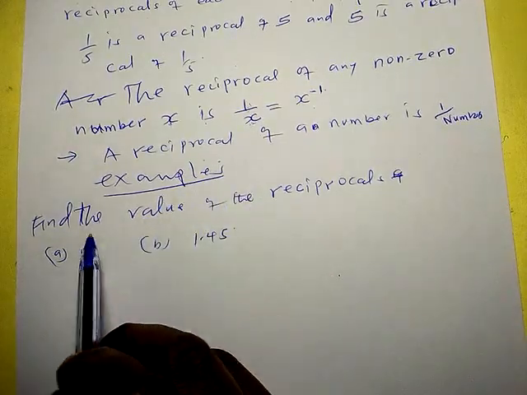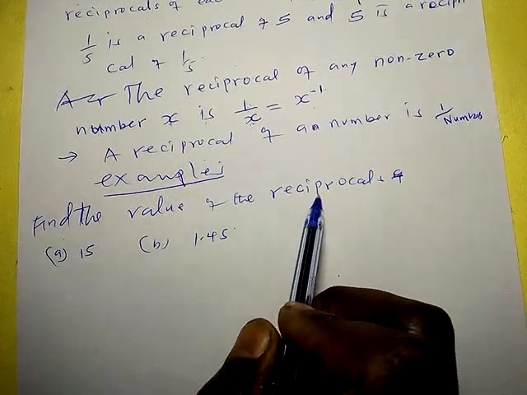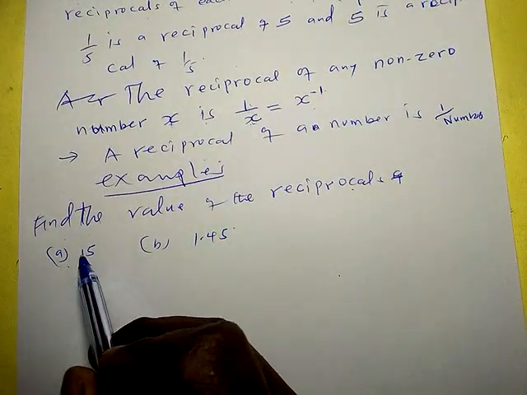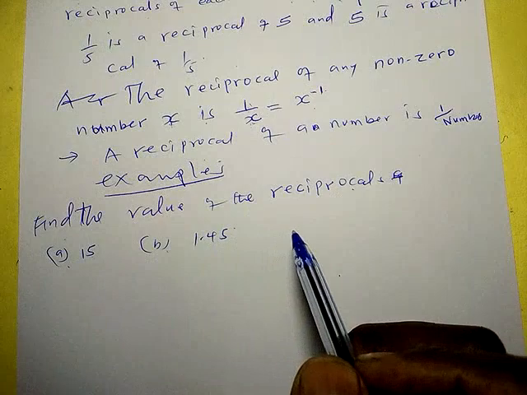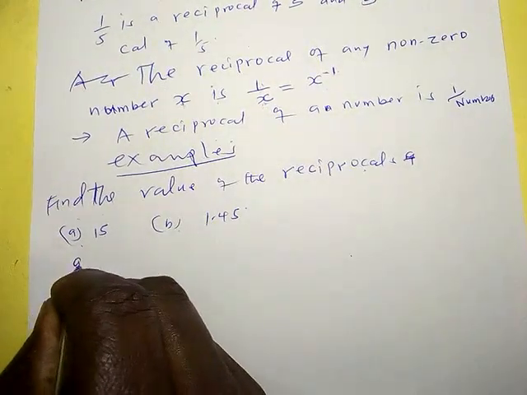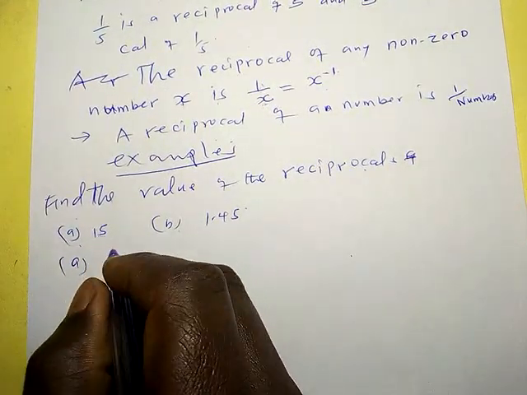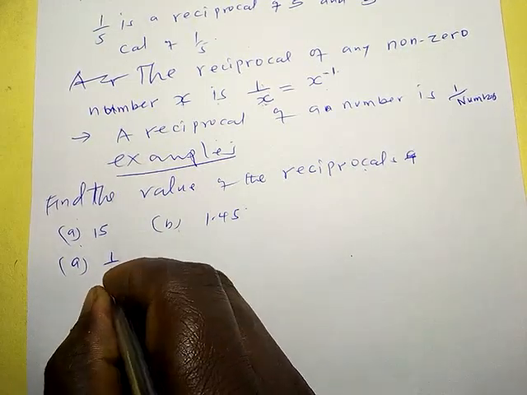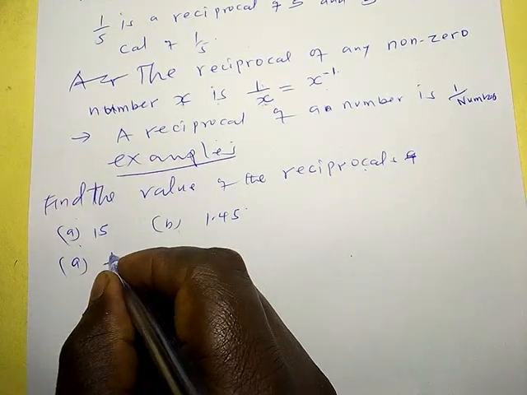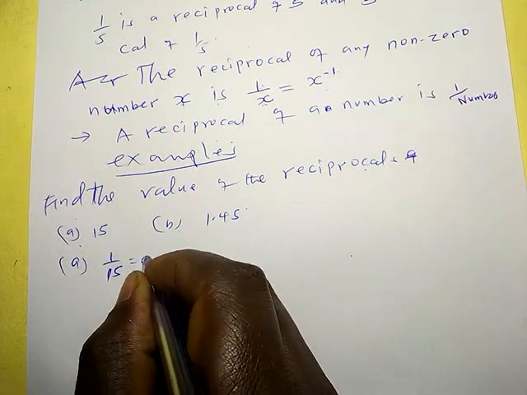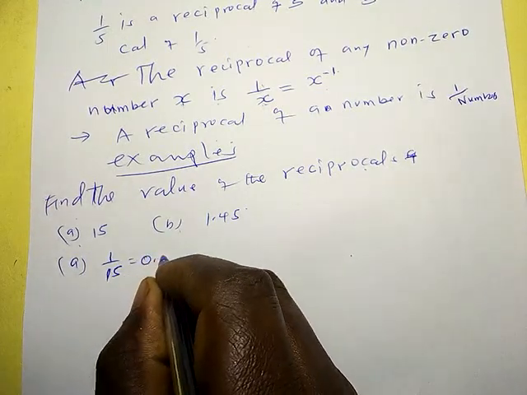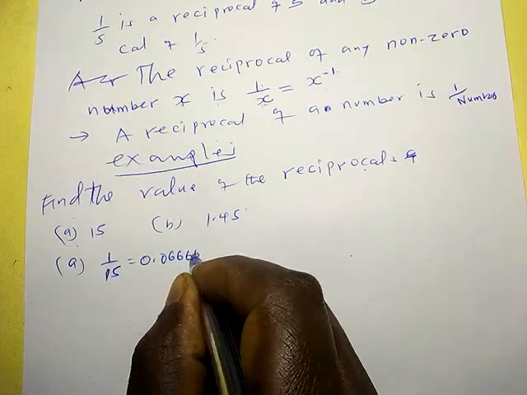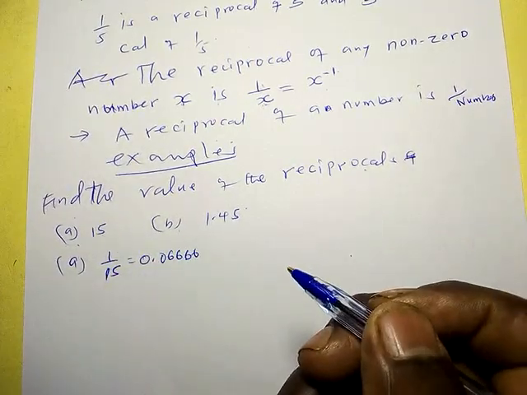For example, find the values of the reciprocals of A, 15, B, 1.45. So for our solution A, the reciprocal of 15 means 1 over 15. Nowadays we have calculators. You just place 1 over 15 and it will give you 0.06666, and this is the reciprocal of that.